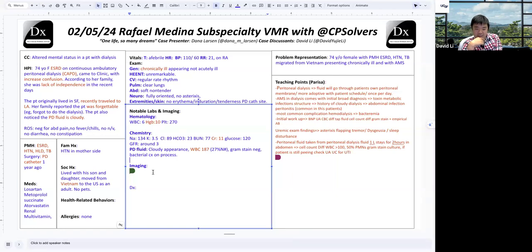Probably fluconazole, just because it's easy to take once a day as opposed to nystatin, which is 4 times a day. Though you do have to look for med interactions with fluconazole. And then she'd be given return precautions, like make sure the mental status is getting better, the dialysate is clearing up, and then would be seen back in a few days as a PD nursing visit to check the fluid, make sure it's clearing up, check the cell count, and make sure the cell count is downtrending.